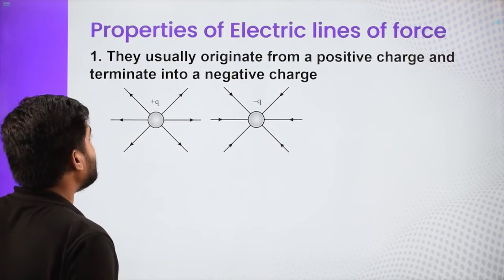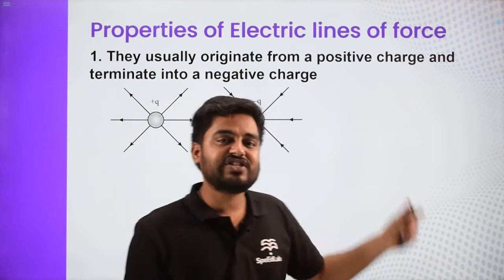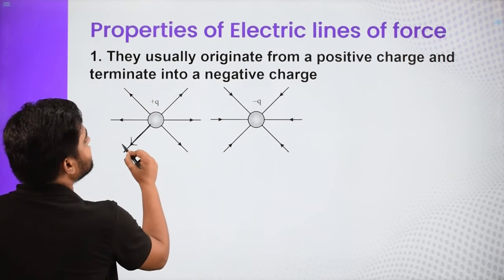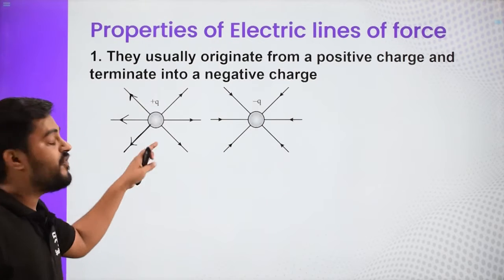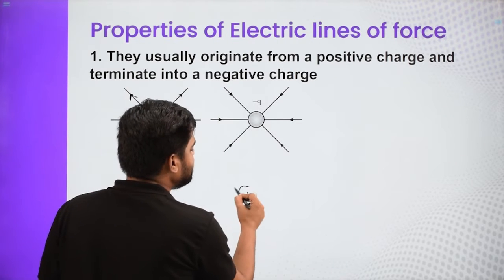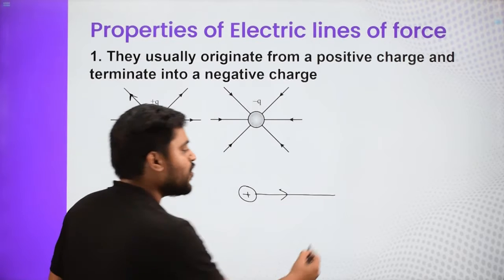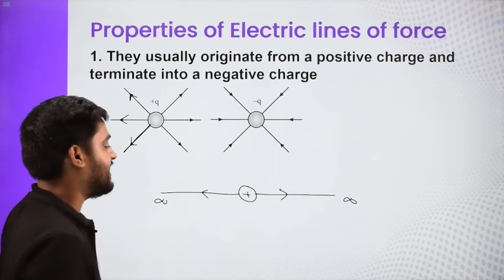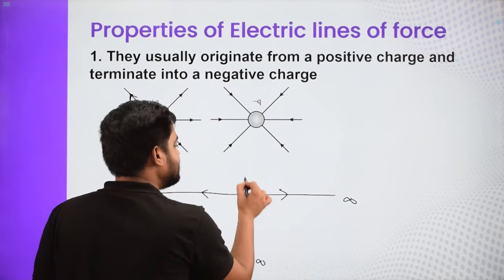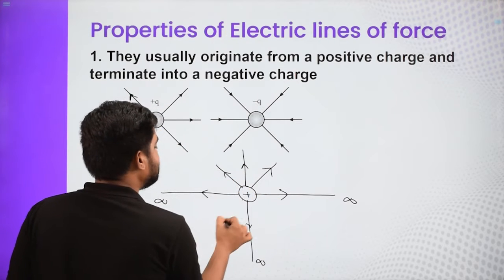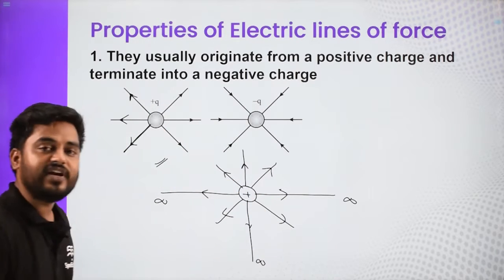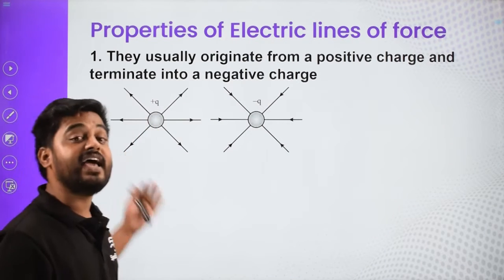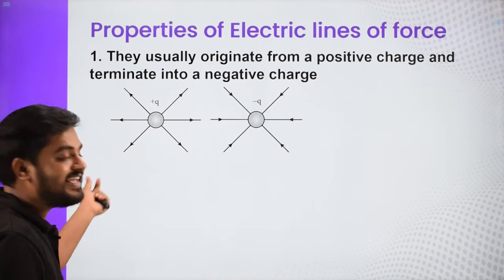Now let us discuss some properties of them, so you will get to know them better. First property: they usually originate from a positive charge and they end at a negative charge. So this is a positive charge and these are electric field lines which are originating. Now where are they going? In case we have only a positive charge, then they start from the positive charge and go all the way up to infinity, in all directions. This is how field lines look due to a single positive charge: they go radially out of the charge.